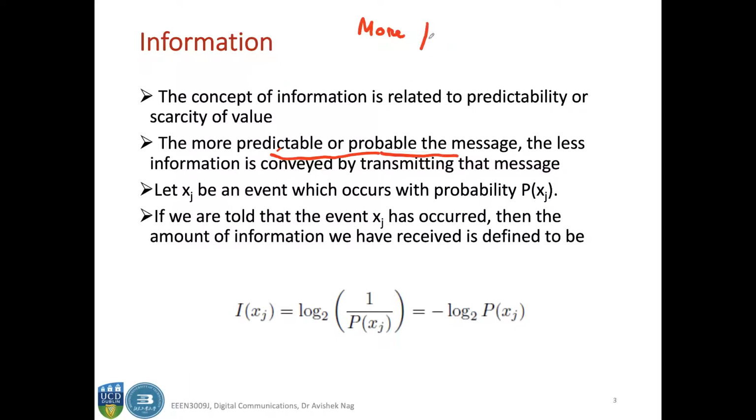So let's say more predictable. An example of a more predictable piece of information would be, let's say, the sun rises tomorrow. If you look from the probabilistic point of view, the probability of this event, that the sun rises tomorrow, is almost certain. So this is one, the probability of this event. This doesn't convey any information to you.